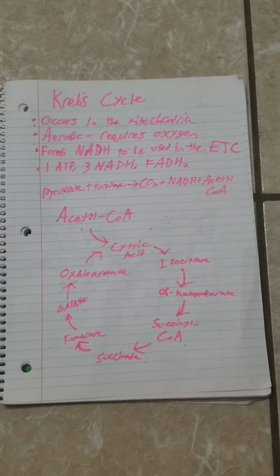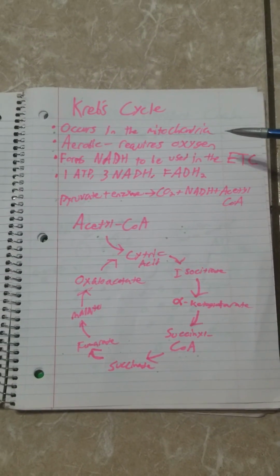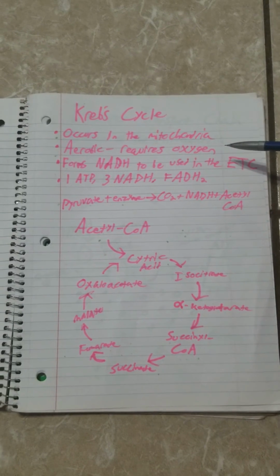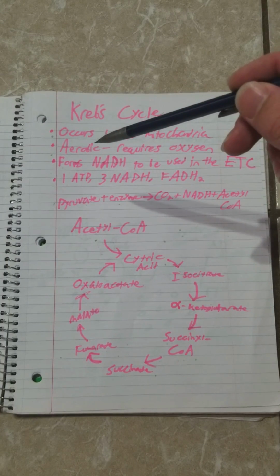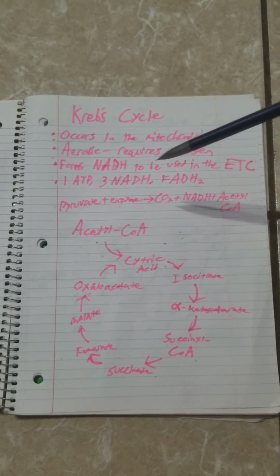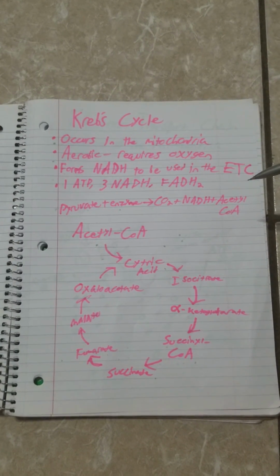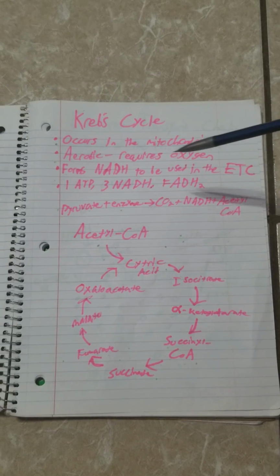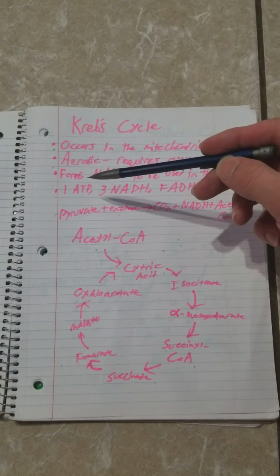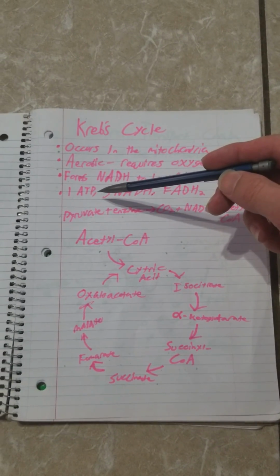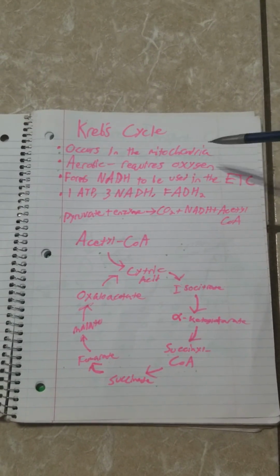So this is the Krebs cycle, and the Krebs cycle is where we're going to use the pyruvate. It occurs in the mitochondria, and it does require oxygen. If there is no oxygen, the cycle will stop. So it forms NADH. That's the entire purpose of the cycle, the last cycle that we're going to be taking a look at that generates the most energy out of anything. The resultants are 1 ATP per cycle, 3 NADH, and 1 FADH2.